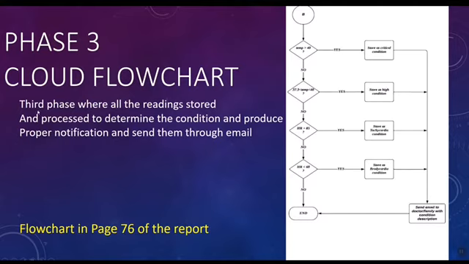In the cloud phase, all the readings are stored and processed to determine the condition and produce the proper notification, and send it through mail. The data from the previous phase is passed here and compared with the proper conditions to determine if there is a critical condition or not. Then we store the data tagged with that condition. If there is any kind of critical condition, an email will be prepared and sent to the proper person with a proper description of the condition. Also, the first and second phases are on the device, and the third one is in the cloud.